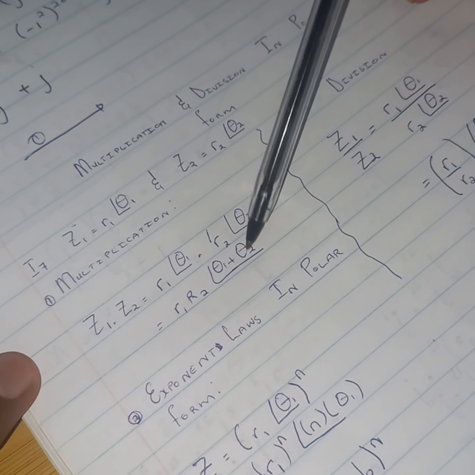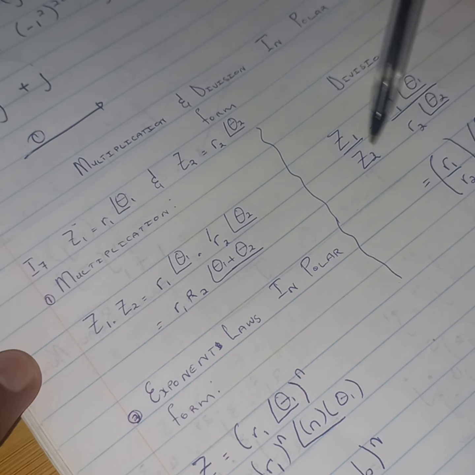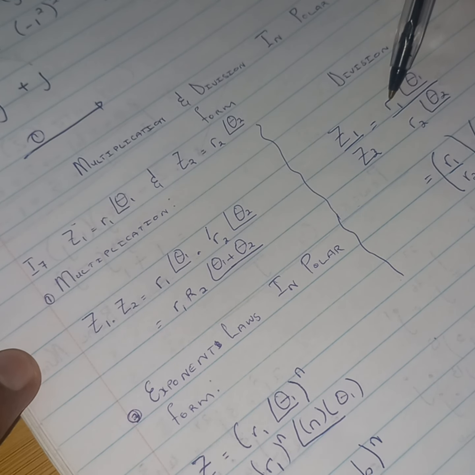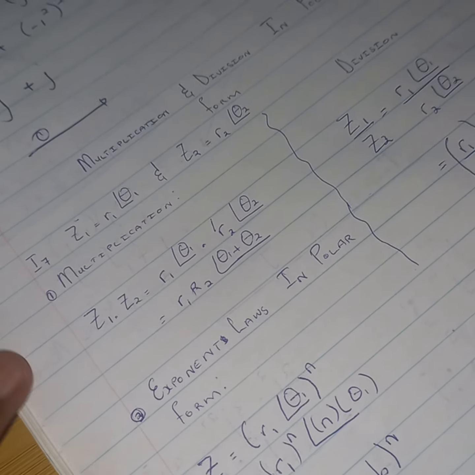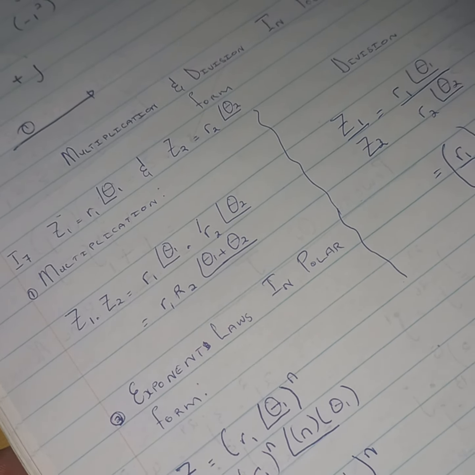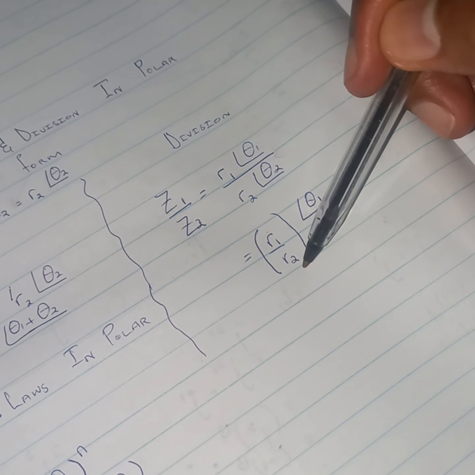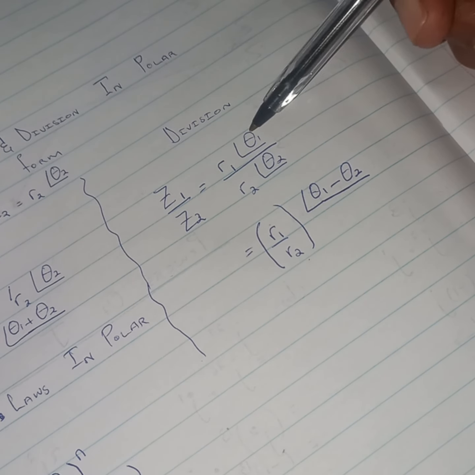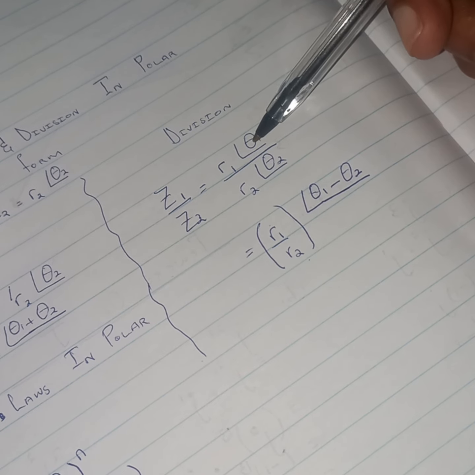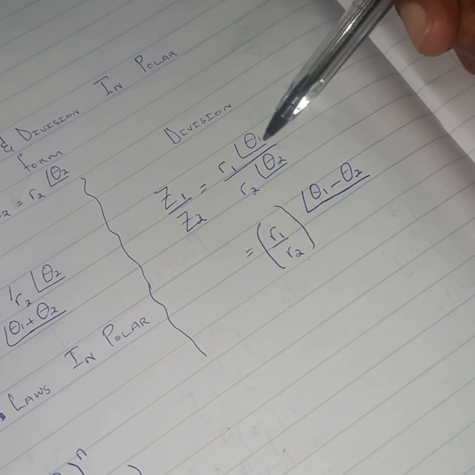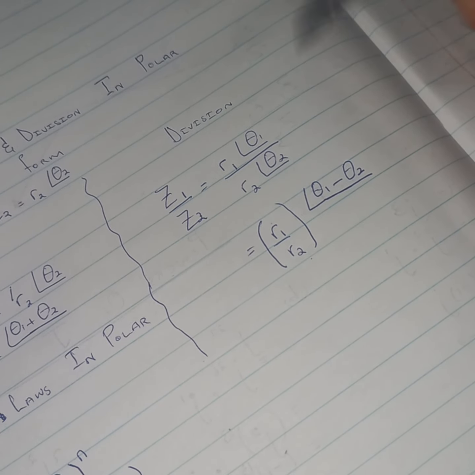So that's the rule. And even if you're going to divide, z1 divided by z2, you just divide the moduli r1 and r2, and then you subtract the angles, or what we call the arguments: the first argument minus the second argument.